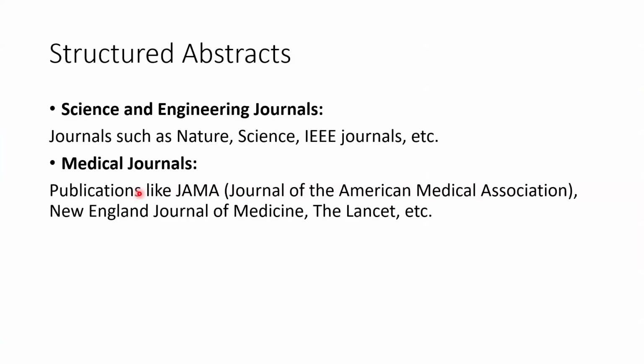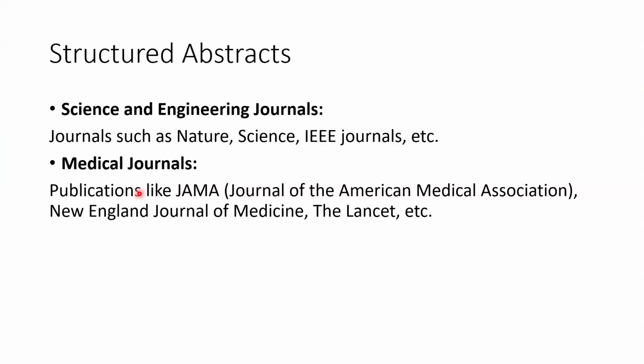Structured abstracts are commonly used in science and engineering journals, top journals like Nature, Science, even IEEE journals. They prefer structured abstracts. They are becoming more widespread, but when they want to have structured abstracts, they are a little longer than traditional ones. Right, they have more than 300, about 500 to 600 words, right?